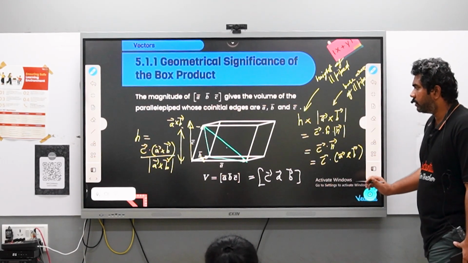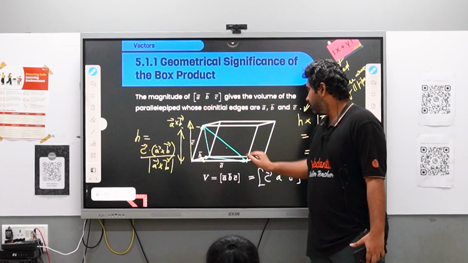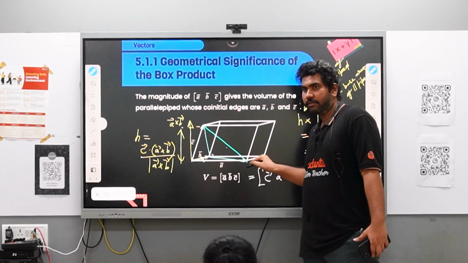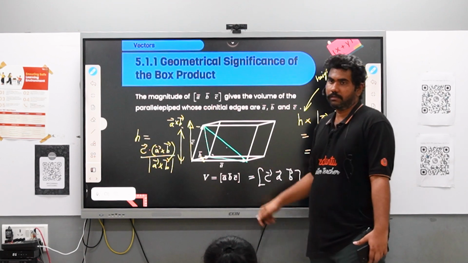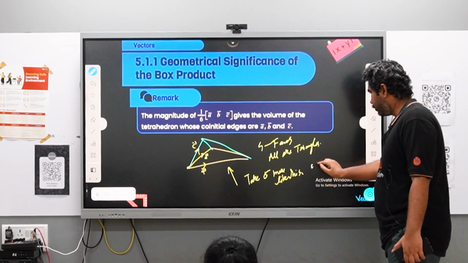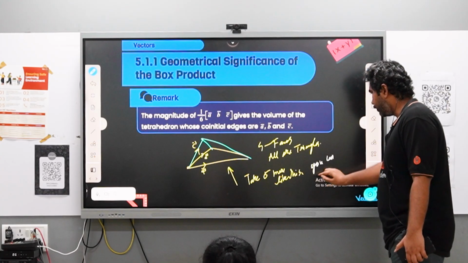Resultant of A, B, which one? The diagonal line. Yes, A vector plus B vector. You can take it, and you can generate a parallelepiped.